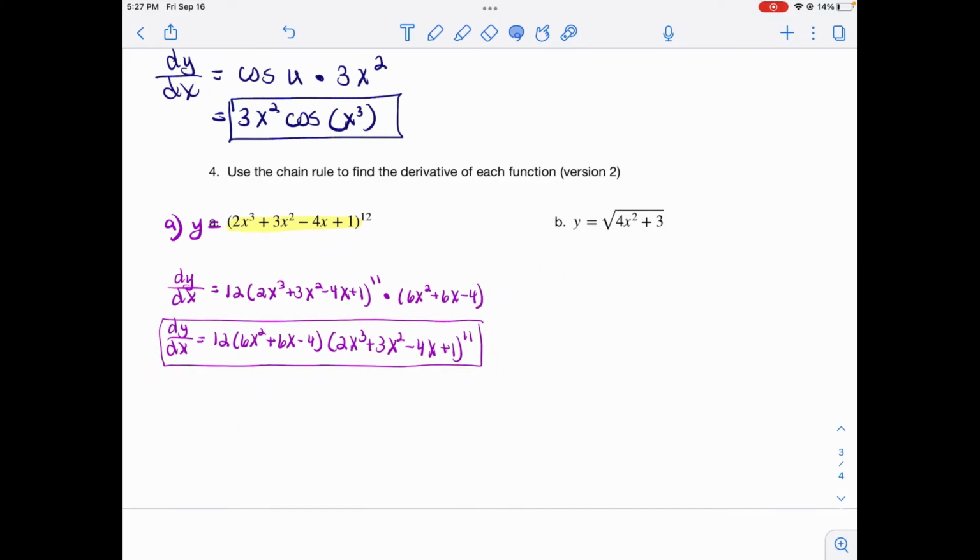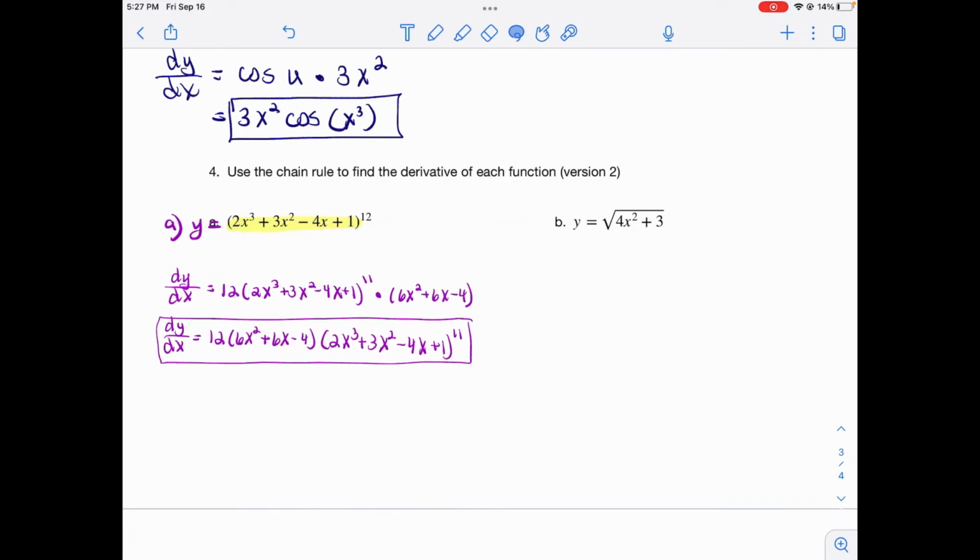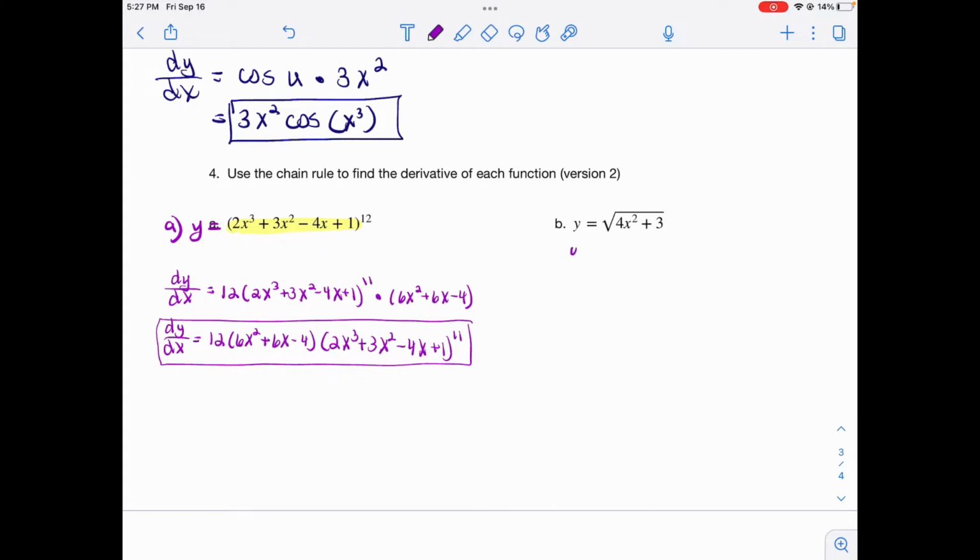Let me give myself a little bit more room. Okay, so I'm going to do the same thing with b here, but before I try to find the derivative, just remember that the square root of something is the same as raising something to the 1/2 power. So my inside is that 4x squared plus 3.